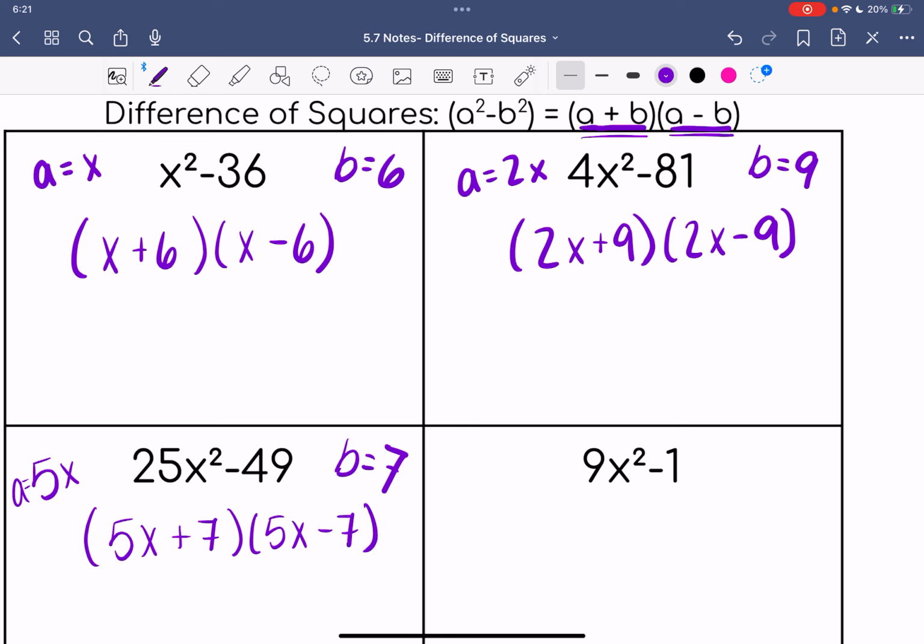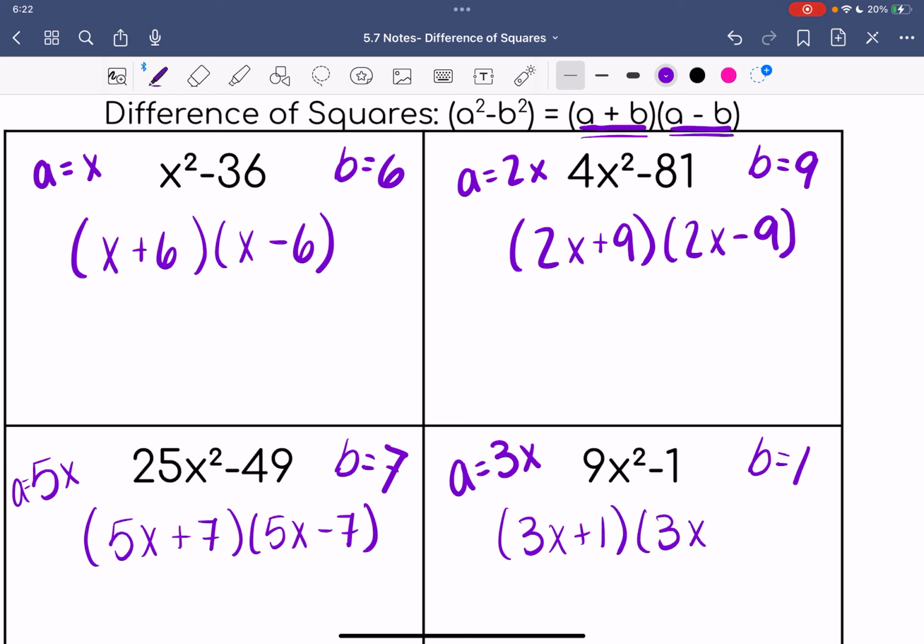Okay, and then our very last problem, we've got 9x squared minus 81. Our a value is the square root of 9x squared. So square root of 9 is 3. Square root of x squared is x, so 3x, because 3x times 3x, 3 times 3 would be 9, x times x would be x squared. And then the square root of 1 is just 1. So 1 times 1 is 1. So our factored form would be 3x plus 1 times 3x minus 1.